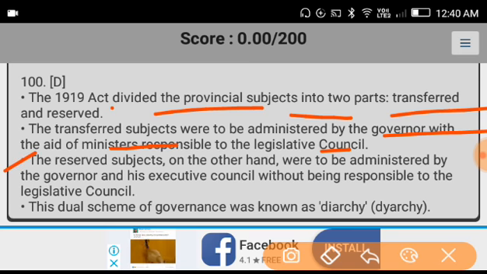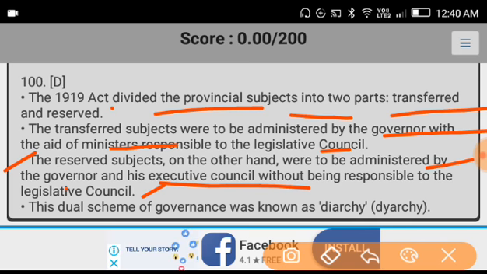The reserved subjects, on the other hand, were to be administered by the governor and his executive council, without being responsible to the legislative council. So please remember, the 1919 Act divided provincial subjects into two parts: transferred and reserved. Transferred subjects were administered by the governor with the aid of ministers responsible to the legislative council.